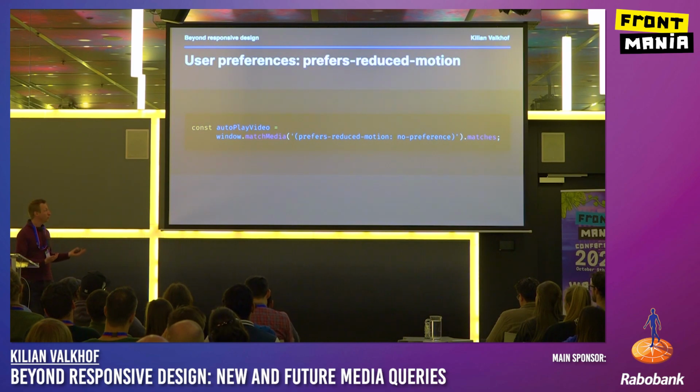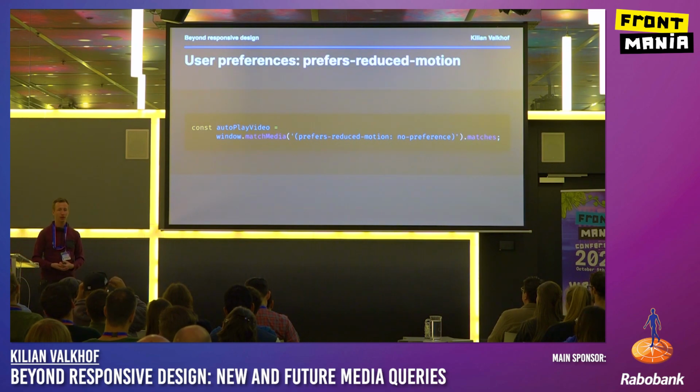For this, you can check if reduced motion has no preference, and then if it matches, it means you can autoplay the video. At that point, you can use JavaScript to set the autoplay attribute on your video with this value.